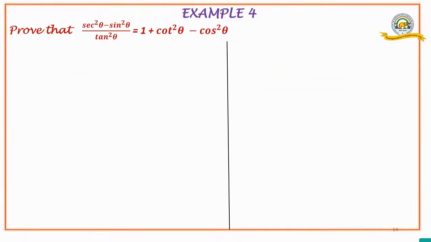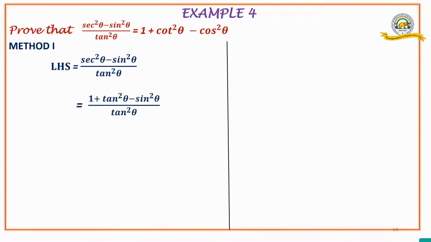Now let us see this sum. Our fourth example, prove that sec square theta minus sine square theta upon tan square theta equals 1 plus cot square theta minus cos square theta. Again, looking at this, it seems both are complex. So we need to decide. You will decide and you can carry on with that step. Now let us try what to do. First method. We are starting from the left hand side. Sec square theta minus sine square theta upon tan square theta.